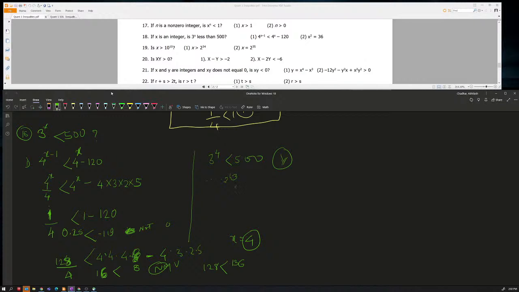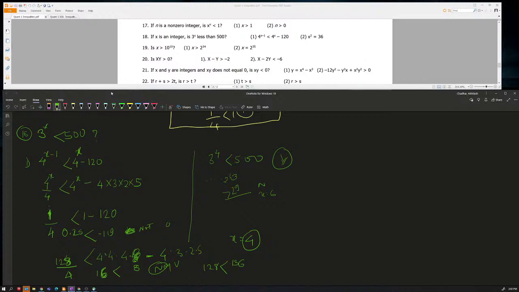So 3 to the 6, and this will become 729. We will get a no answer for that. So 1 2 3 4 5 6. So for x is equal to 6, let's see what happens at x is equal to 6.